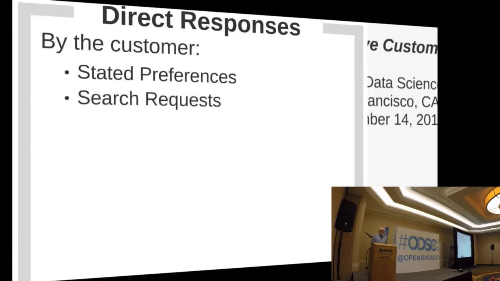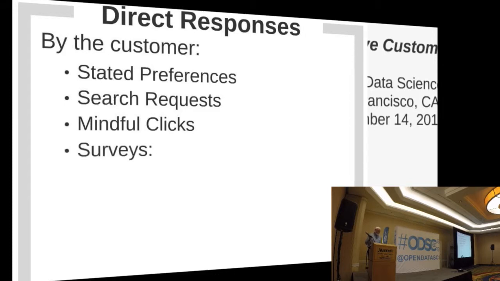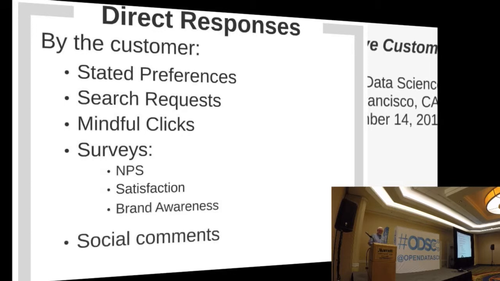Another class of data is direct responses by the customer. So stated preferences: I like this, I want to know more about this kind of thing. Email systems have preference centers that hopefully guide email content. Search requests on your site or in the store could be recorded. Mindful clicks as opposed to non-mindful clicks, Caroline was talking about this morning. Surveys, Net Promoter Score, satisfaction surveys after you sent them something, brand awareness surveys, and then social media comments that are related to your world.